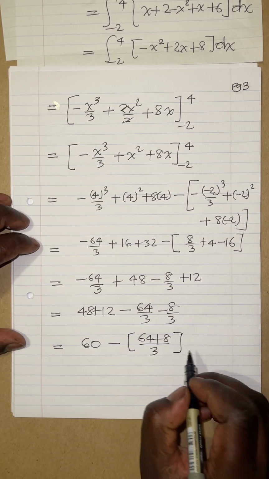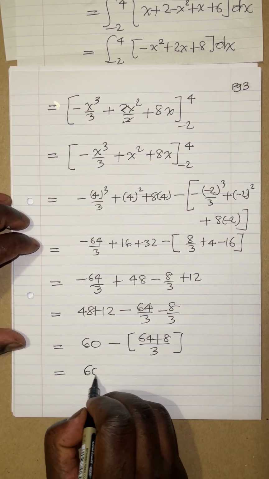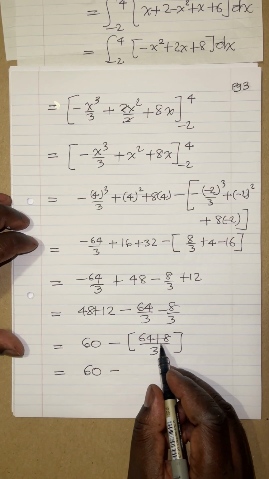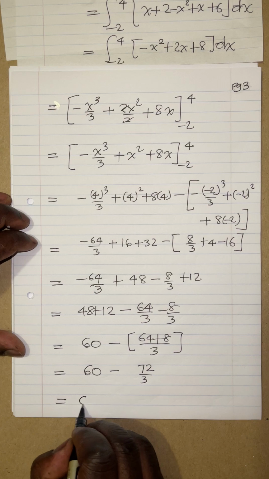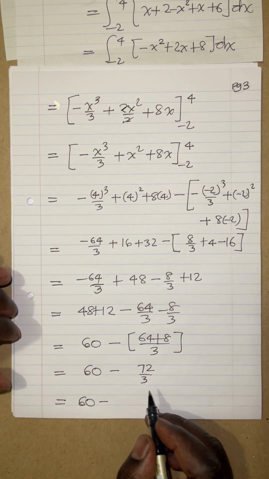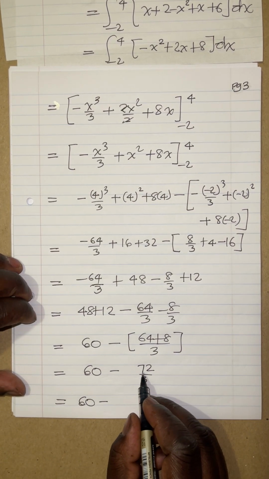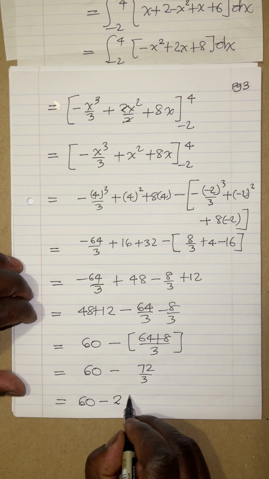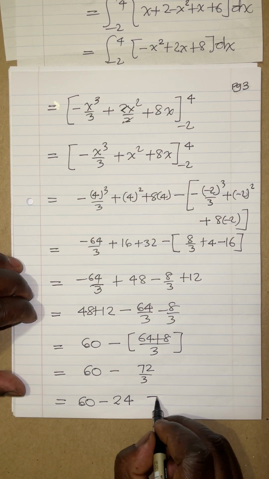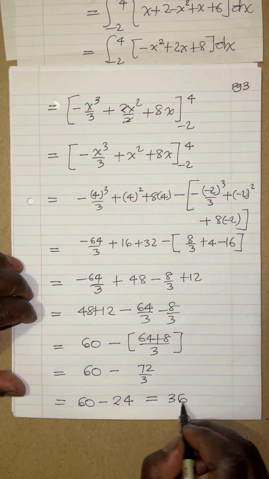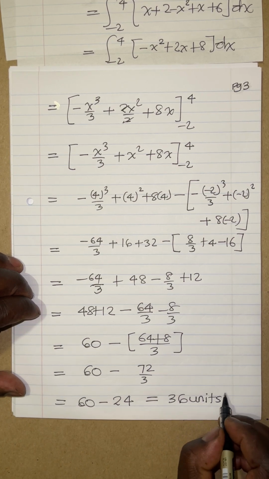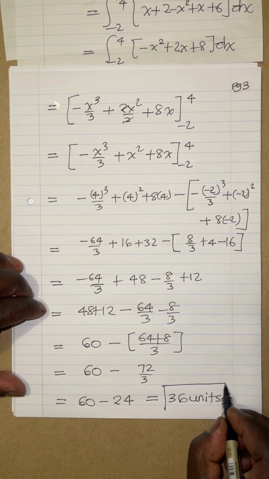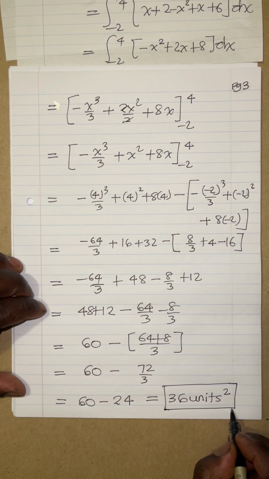You have the same denominator. So this is 60 minus 72 over 3. This is 60 minus, if you divide 3 into 72, I think it's 24. And when you subtract 24 from 60, the answer is 36, and this is square units. That is the area bounded by the two functions.